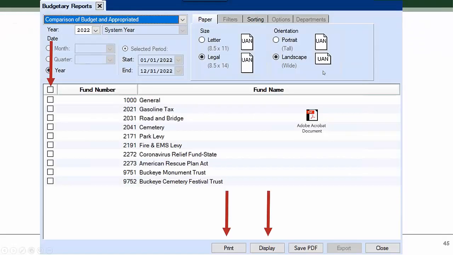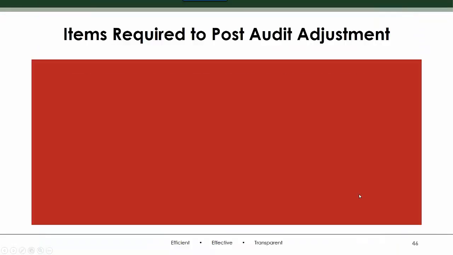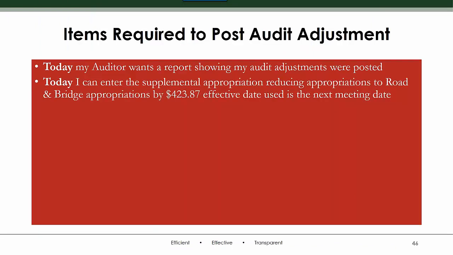So you're going to prepare. The auditor wants the audit adjustments today. Today I can enter a supplemental appropriation, reducing appropriations to the Road and Bridge Fund with the effective date the next meeting date. The auditor that you're sending the audit adjustments to doesn't care what the date is on it. He just wants it today. And I know I'm going to put a resolution reducing appropriations to the Road and Bridge Fund on by $423.87.